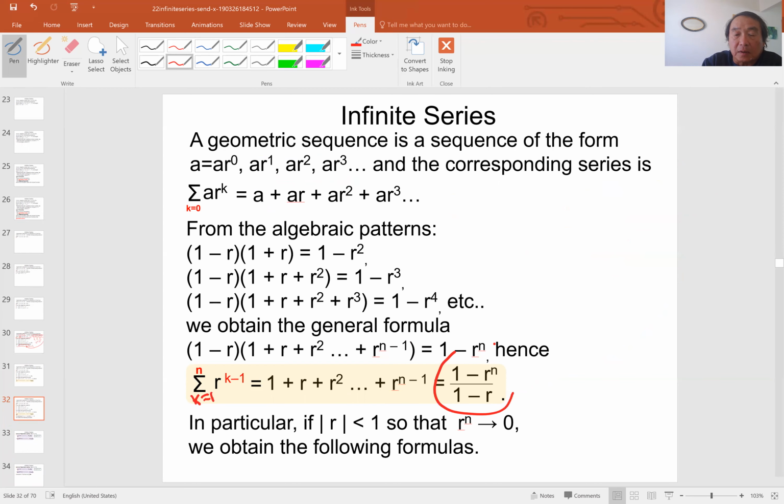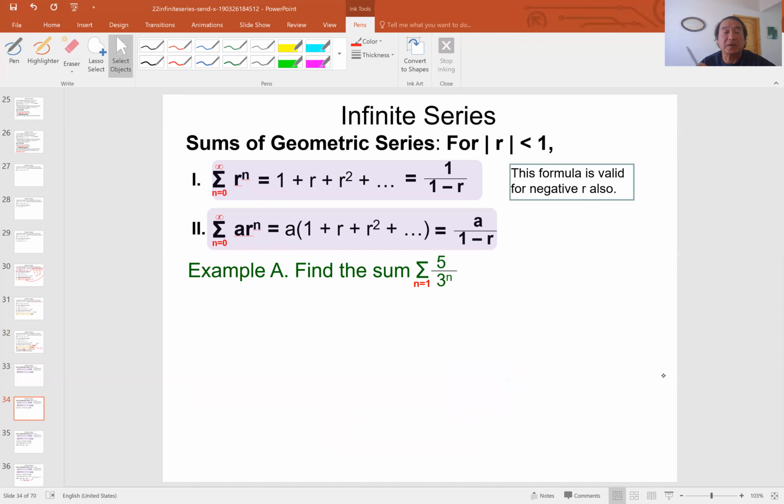In particular, the case we are interested in, when this infinite sum will exist, is when the absolute value of the number R is less than 1. Why? Because if the absolute value is less than 1, then as we add more terms, R to the n will go to 0. Then the infinite sum will go to 1 over 1 minus R. And so this is the geometric summation formula, provided the absolute value of R is less than 1.